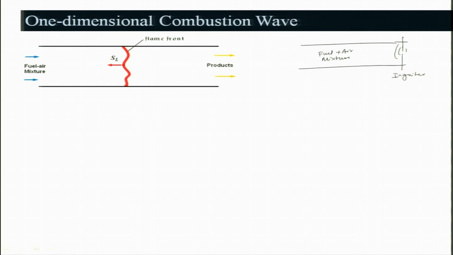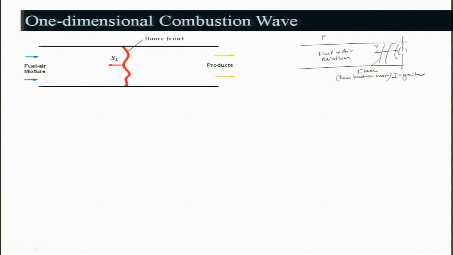But as fuel and air mixtures are there, it will be moving with certain velocities. Now this is a propagating flame. I can call this basically a flame or a combustion wave. Flame is nothing but your combustion wave, and that is moving with certain velocity.